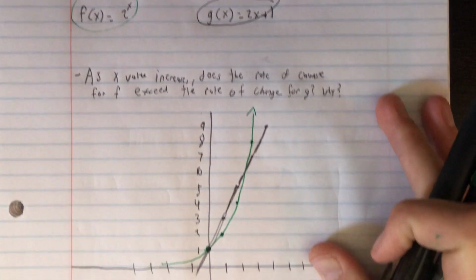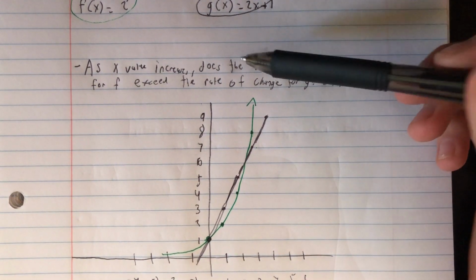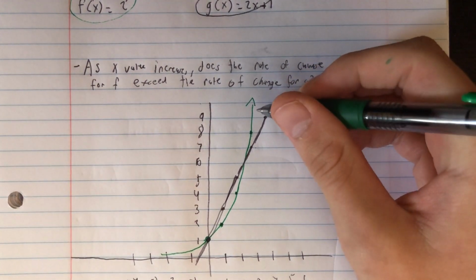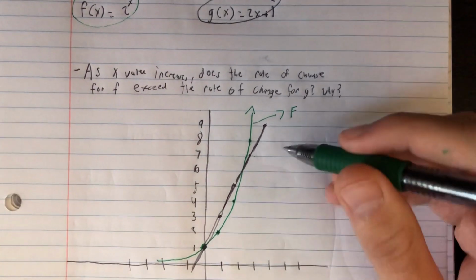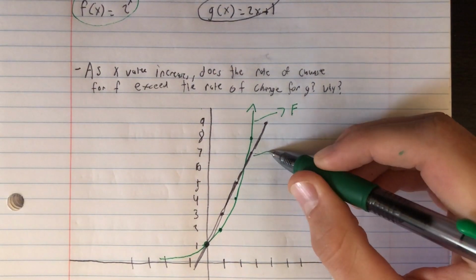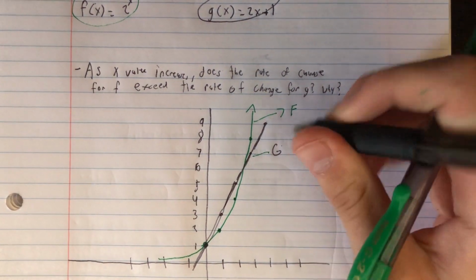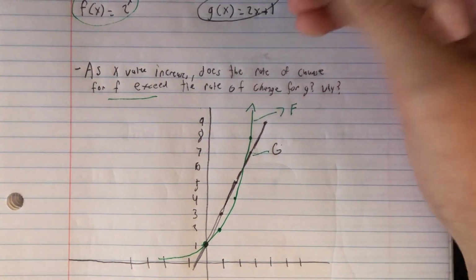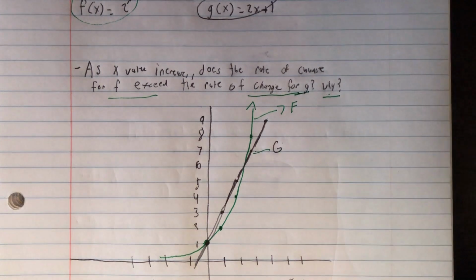So the second part of the question asks you, as the x value increases, does the rate of change for f exceed the rate of change for g? Well, we know line f is this exponential equation, and we know that line g is this linear, represented by black. So does the rate of change for f exceed the rate of change for g?